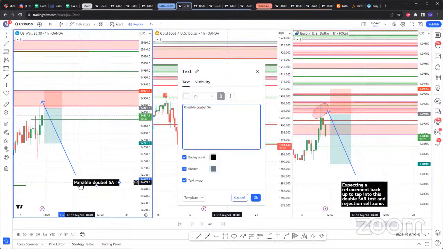If it closes without penetrating, you're gonna enter this hour, right? But if it penetrates, you're gonna wait for the next and the next. Possible double.